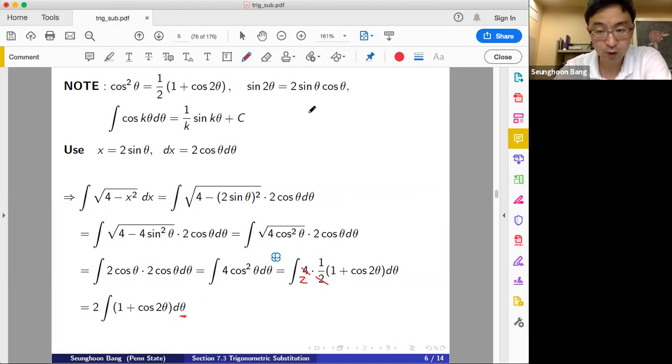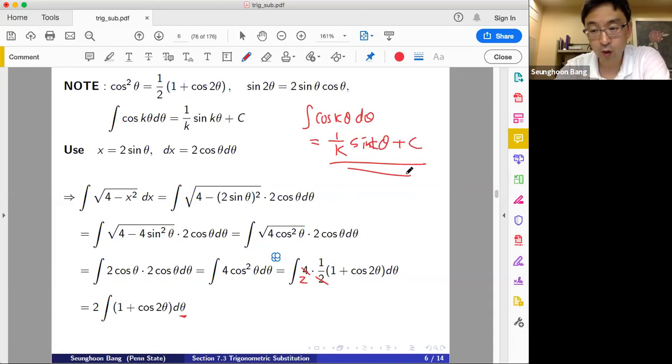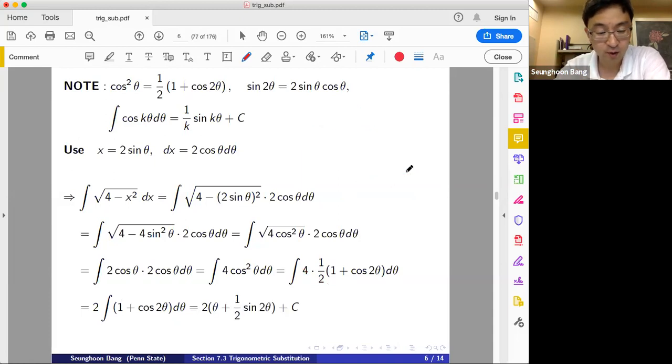We can use this rule: the integral of cosine k theta d theta. What is the answer? Always 1 over k sine k theta plus c. The next one, you're right, is 1 over 2 sine 2 theta. So we have this result: the integral of 1 is theta, and the integral of cosine 2 theta is 1 over 2 sine 2 theta.